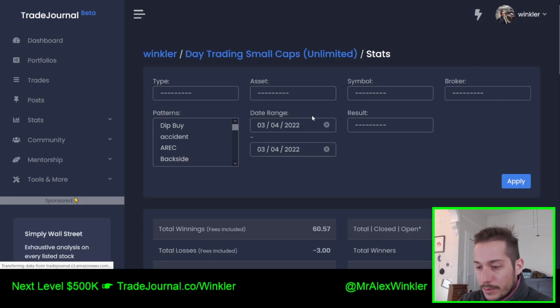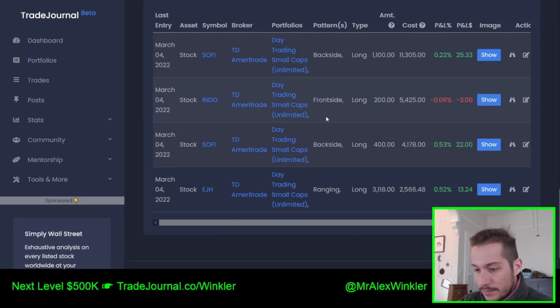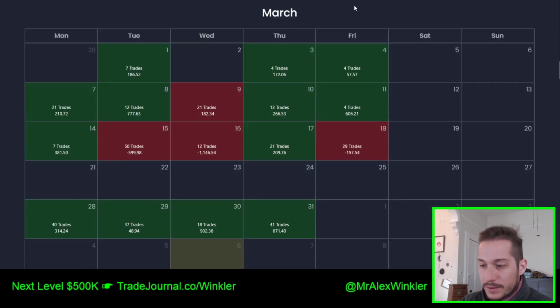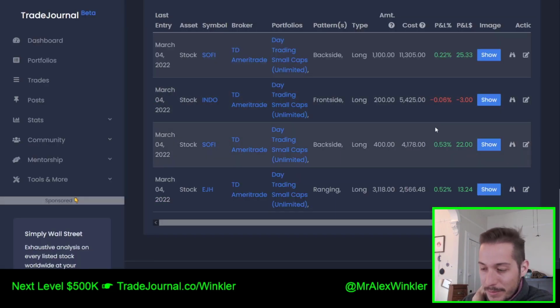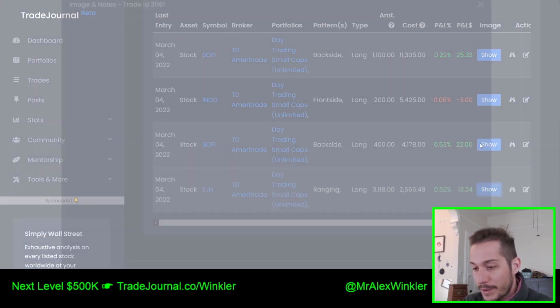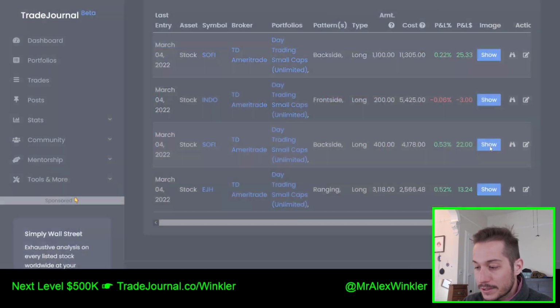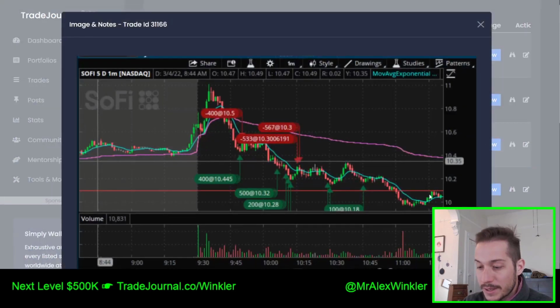Friday, let's keep working our way through here. Let's see, Friday we were up $57, only 4 trades. That's a very small amount of trades. Ranging, backside, frontside, backside. So many tickers that look at this backside. This is all nonsense. I shouldn't trade any of this. I should have traded this.